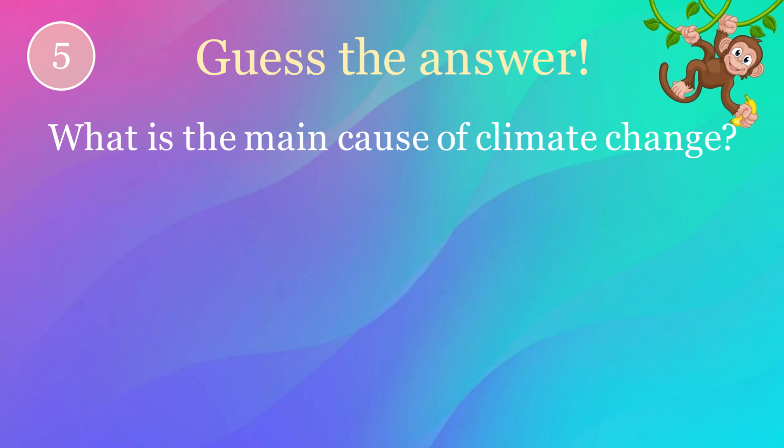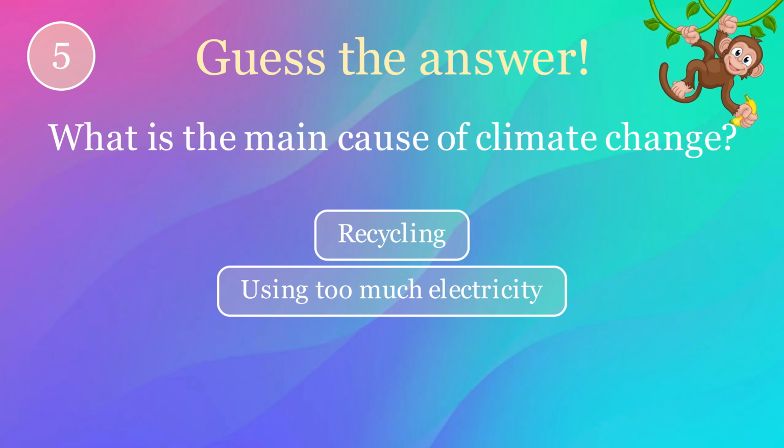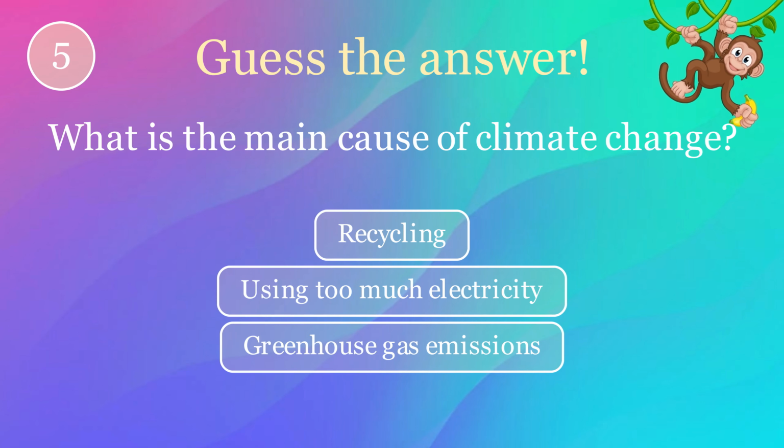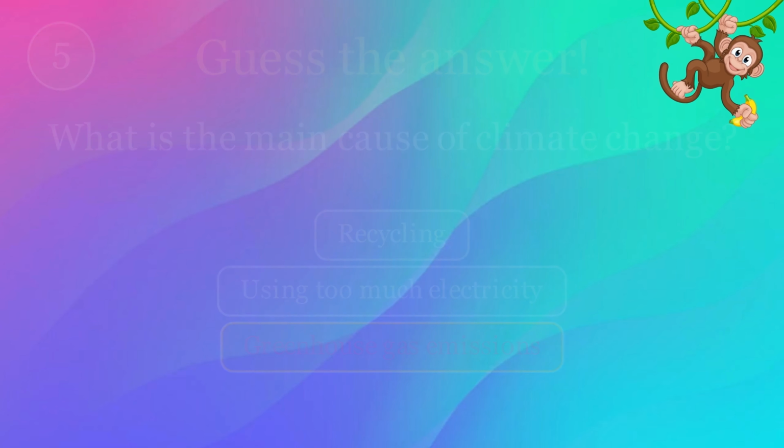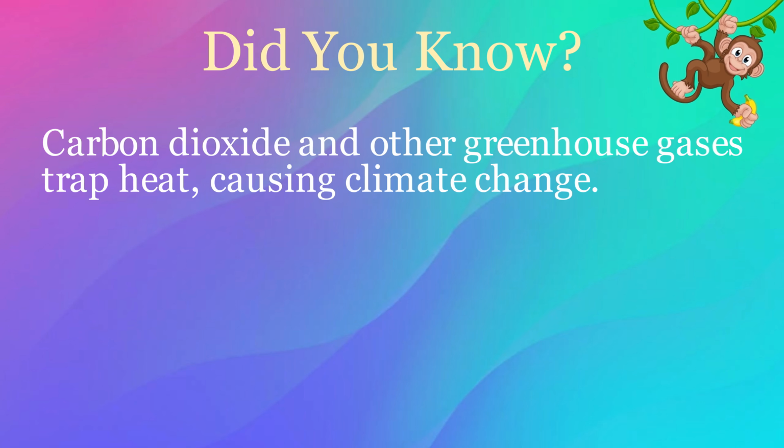What is the main cause of climate change? Recycling, using too much electricity, greenhouse gas emissions. The correct answer is greenhouse gas emissions. Here's an interesting fact: carbon dioxide and other greenhouse gases trap heat, causing climate change.